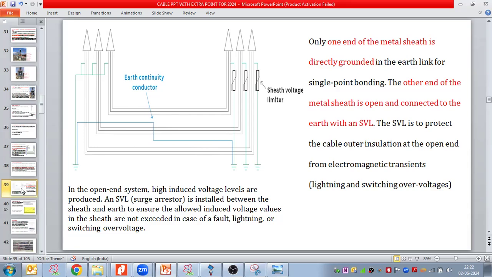Okay. And, sir, what is the minimum length for ECC cables, 1 kilometer, 10 kilometer? Up to 2 kilometer, we are using this single point bonding. This ECC cable comes if your cable length is in the range of 40-50 kilometer, meaning for a higher cable length, for the power transmission purpose. Okay, sir.